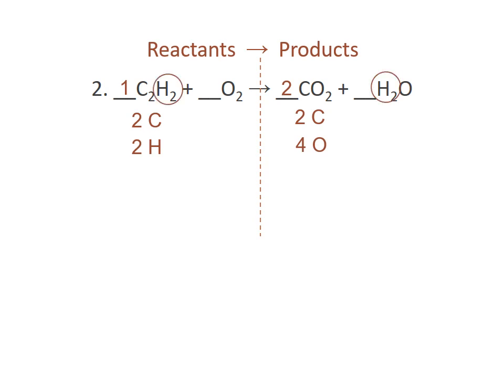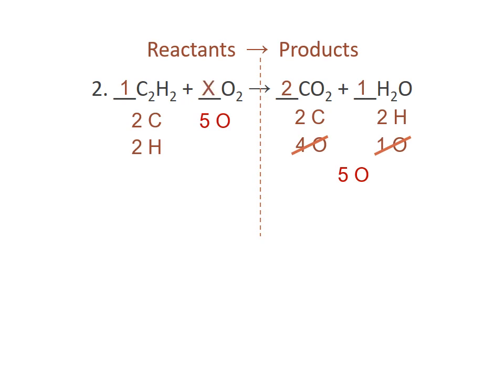Now I can balance out the hydrogens. Right now I have 2 hydrogens on the reactant side, so I'll need 2 hydrogens on the product side. So if I place 1 in front of water, that gives me 2 hydrogens and 1 oxygen. Now I have to balance out the oxygen. I have 5 oxygen on the product side. That means I'll need 5 oxygen on the reactant side, and that does not work.